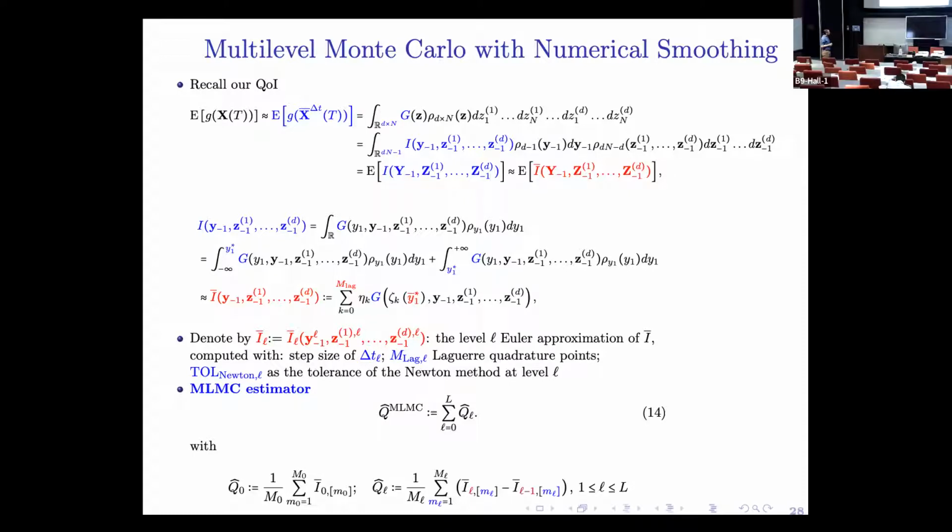Now for the multi-level estimator, I'll just go back to the idea that we did for the numerical smoothing. For each level L of the multi-level estimator, we compute this quantity, but remember that the random variables used here will be different in each level. That's why I introduced this notation. It is also computed with the step size Δt_L, the number of quadrature points at level L, and the Newton tolerance at level L. So this is the notation that I will use.